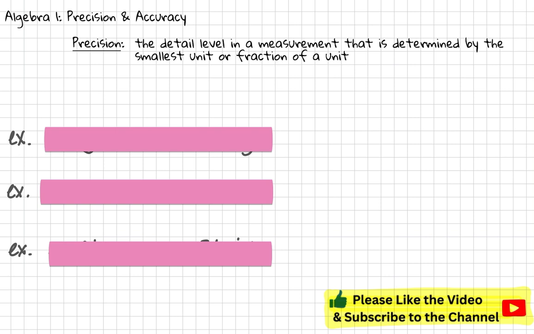This video's topic is going to be about precision and accuracy. So precision is the detail level in a measurement that is determined by the smallest unit or fraction of a unit. I'm going to highlight the "or" part because it's very important. Many times it will be an obvious smallest unit, but sometimes you're going to have to look at less than one whole unit or the fraction of a unit.